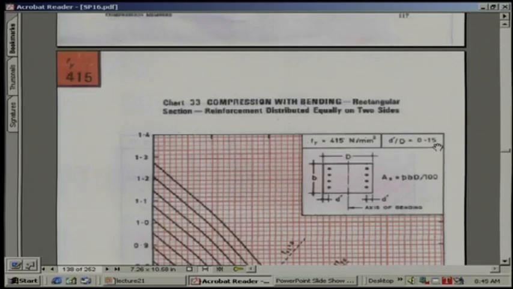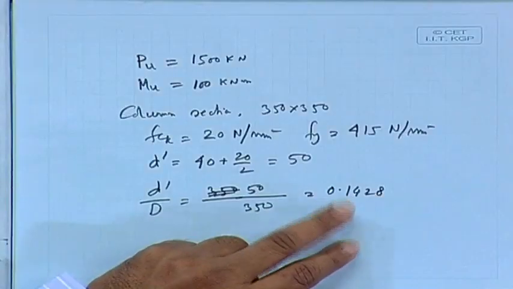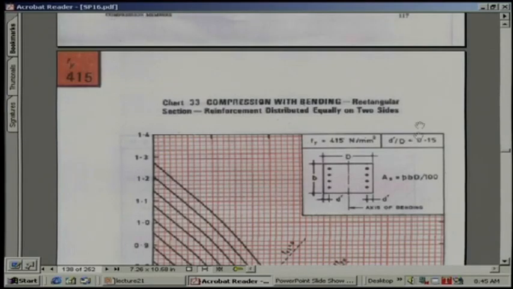What we should do, we can take d dash by d for 0.1 and also we can take d dash by d for 0.15. Here I am getting 0.1428, which is coming closer to 0.15. So, let us assume that we shall take this one, but actually we should interpolate between these two charts.